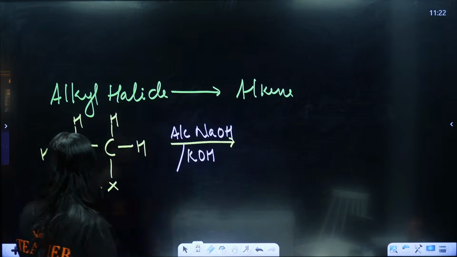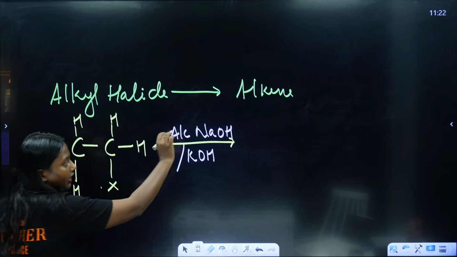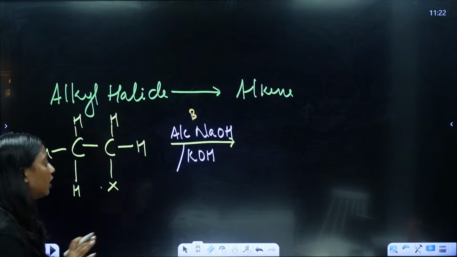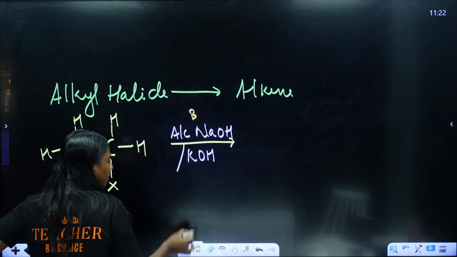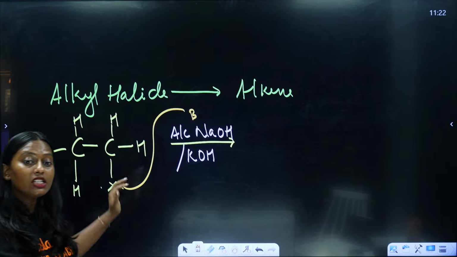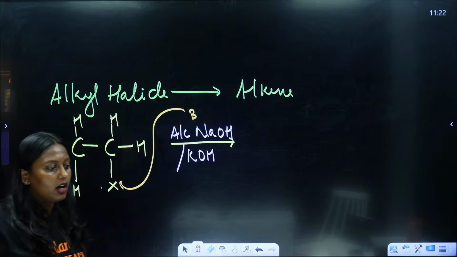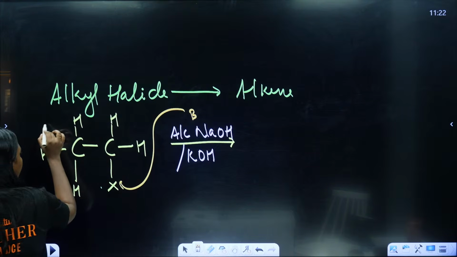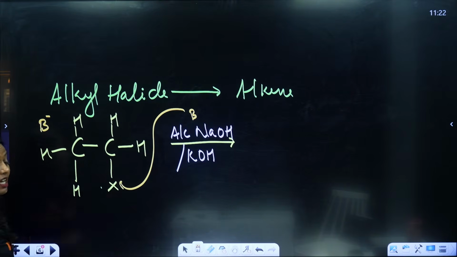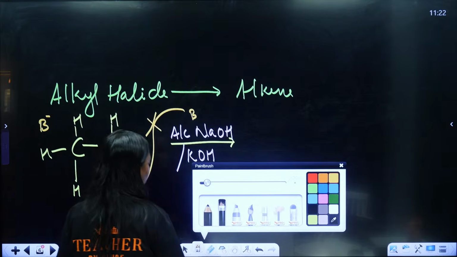So then what will you get? Here is the halogen. Since it is a base, I am writing B for base. Where will the base attack? Can the base attack the halogen directly? No, because the halogen contains a lone pair and the base also carries a negative charge. So the base will attack this hydrogen. I am writing B minus; that is our base. So that attack will not happen. I hope it's clear.